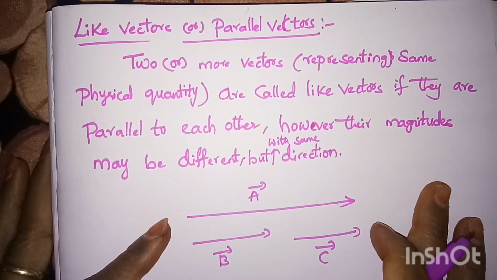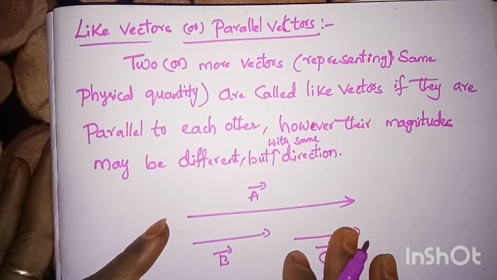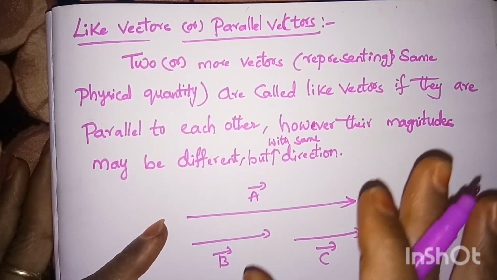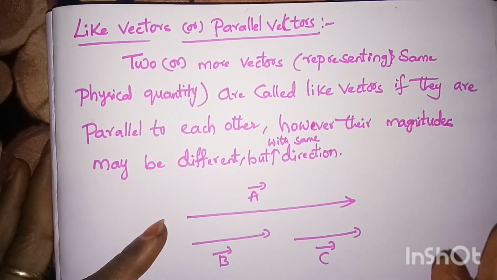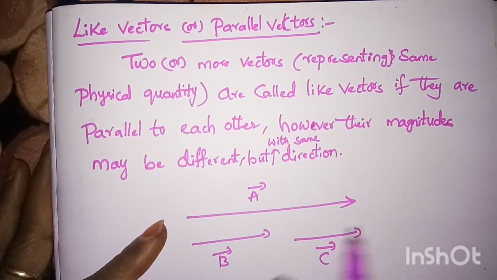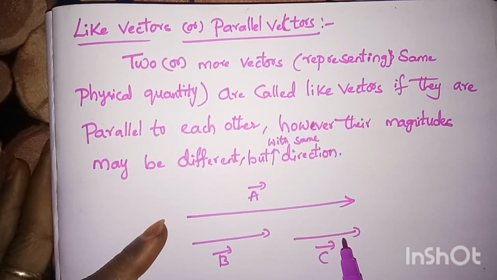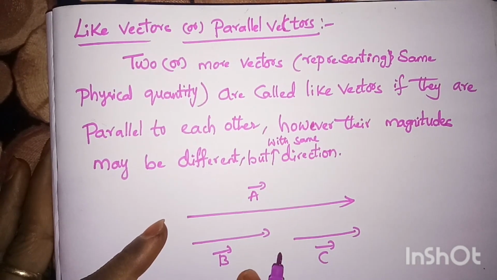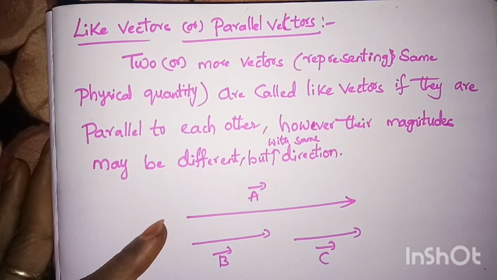What they are saying is, if we consider two or three vectors, they should have the same physical quantity, like the same velocity or the same acceleration. So these three vectors should be parallel to each other and their direction should be the same, but they may have different magnitudes. You can see that the three magnitudes are different but the directions are the same and they are moving parallel to each other.